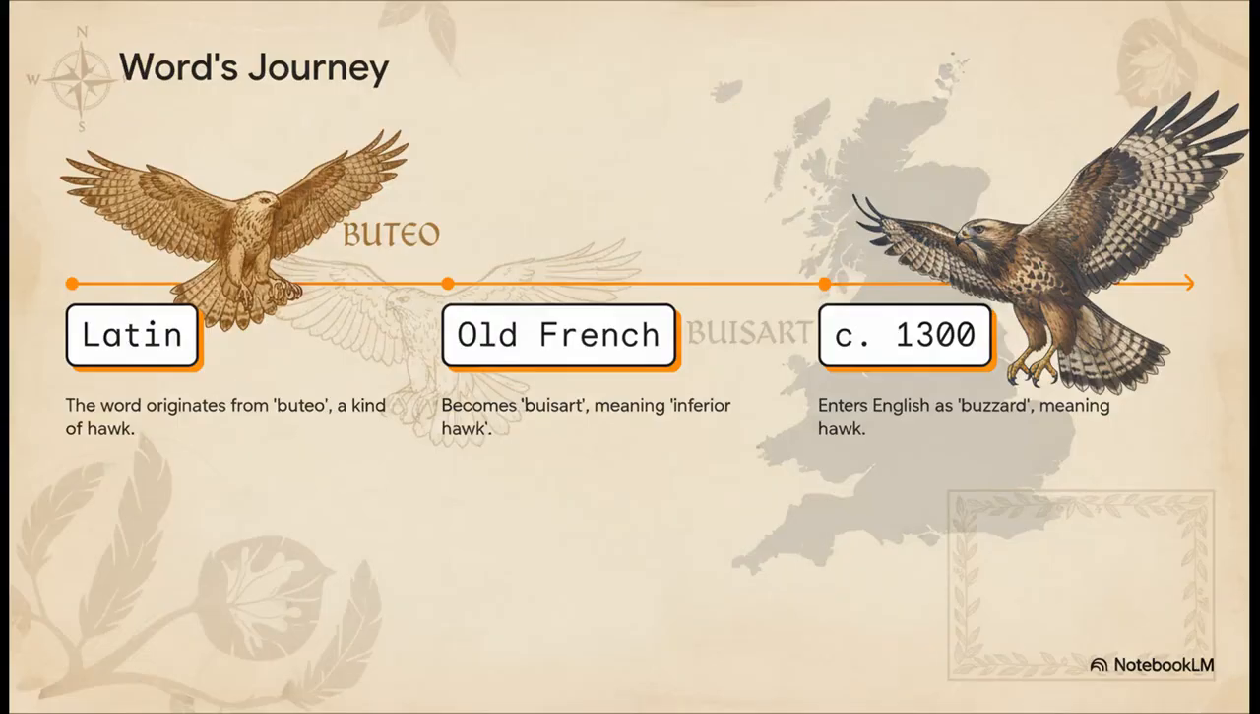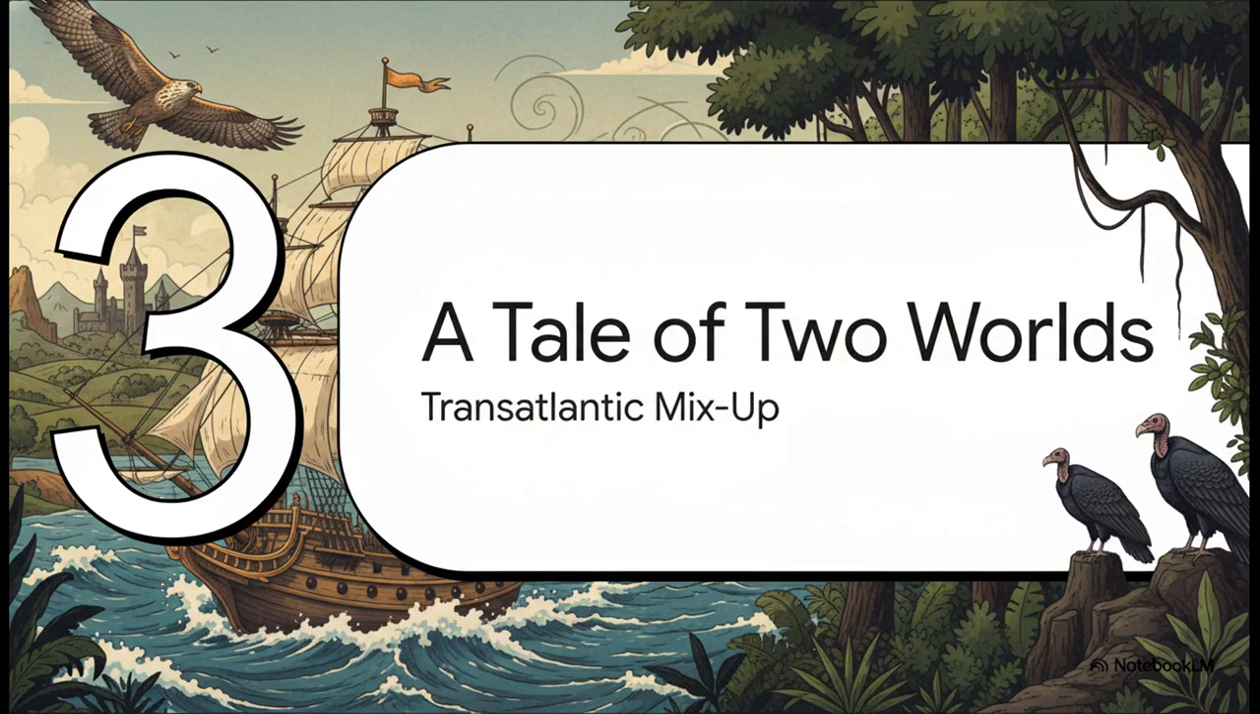So you can see the word's journey started all the way back around the year 1300. It came from the Latin word for hawk, buteo, took a little detour through Old French, and then landed in English. And for hundreds of years, the meaning never changed. A buzzard was a hawk, period. Okay, next up, a tale of two worlds. This is where things get really interesting. It's the story of how a simple word with a very clear meaning hopped on a boat, crossed the Atlantic Ocean, and kicked off centuries of confusion.